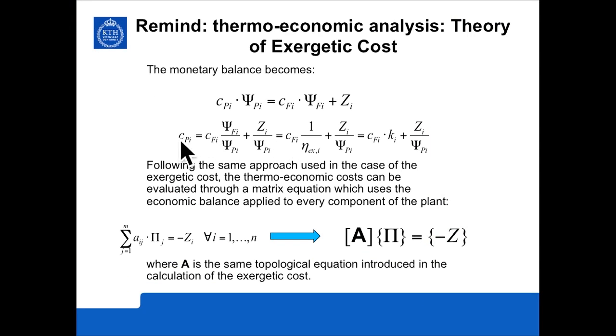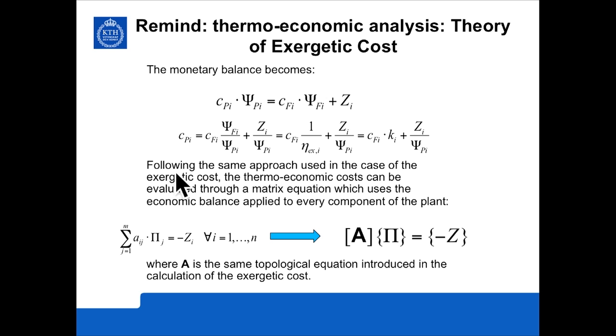Putting it all together, we obtain that the unit thermoeconomic cost of the product of the component i is equal to the unit thermoeconomic cost of the fuel of the component i multiplied by a ratio k_i, which is the ratio between the exergy flow of the fuel divided by the exergy flow of the product, plus the ratio between the recovered investment cost Z_i of the component i divided by the exergy flow of the product of the component i.